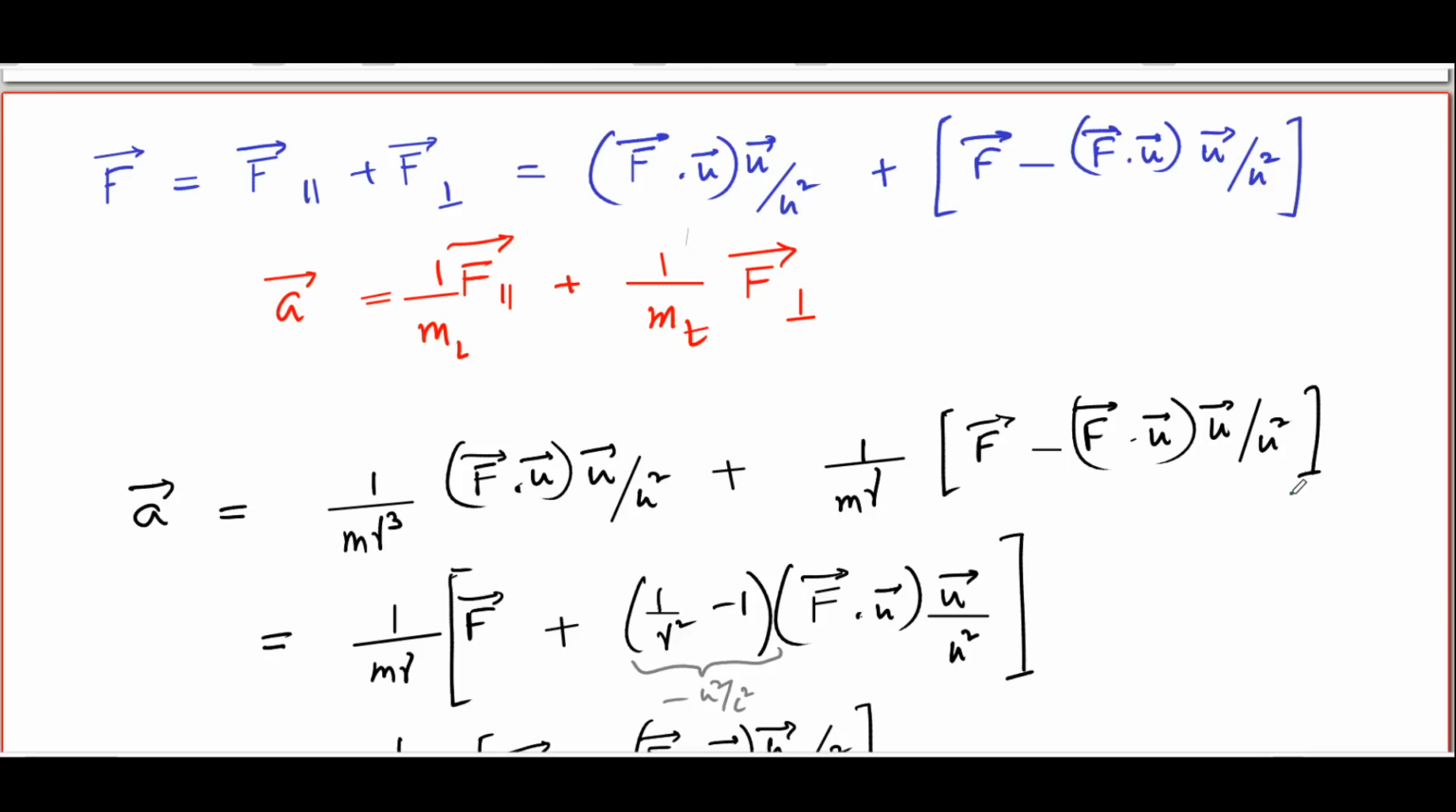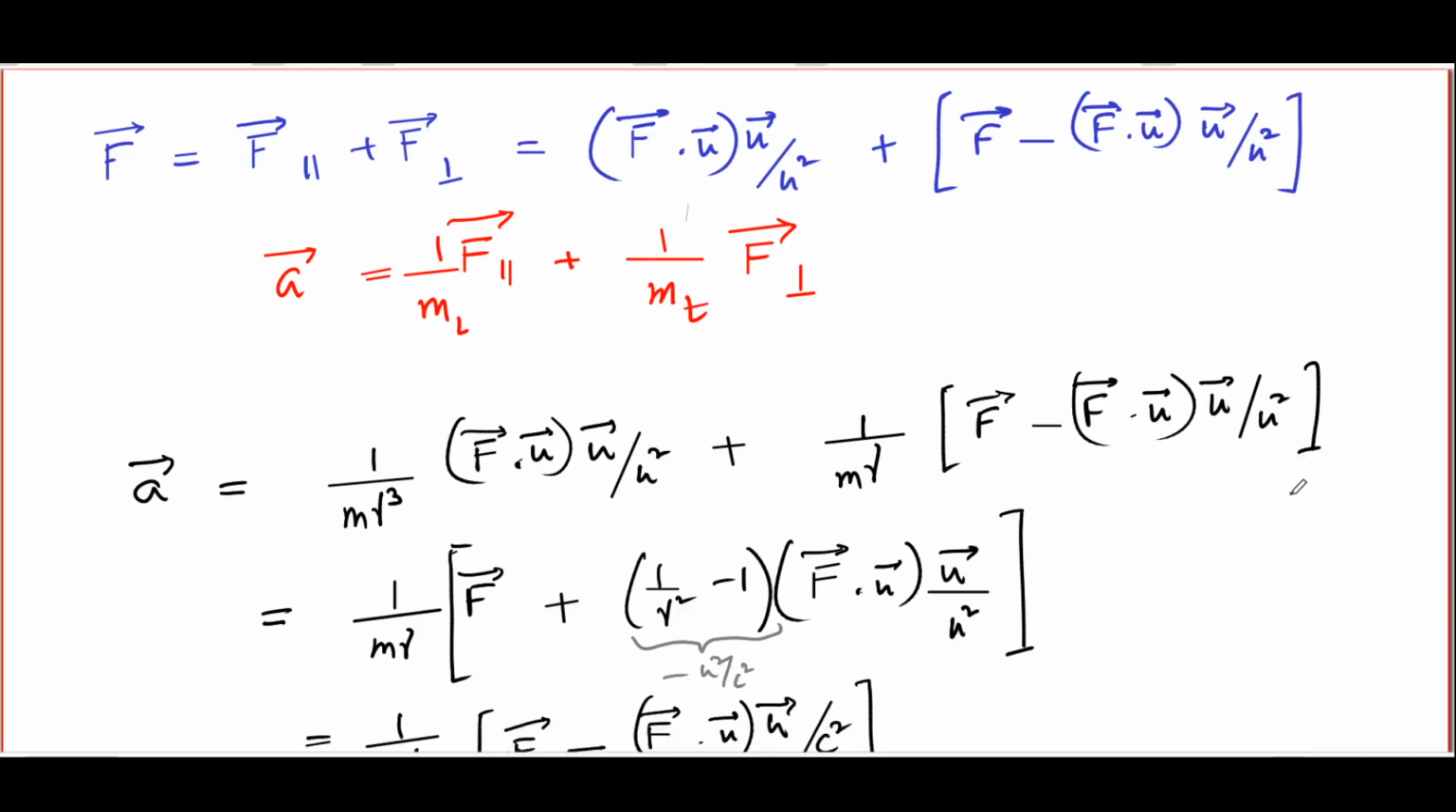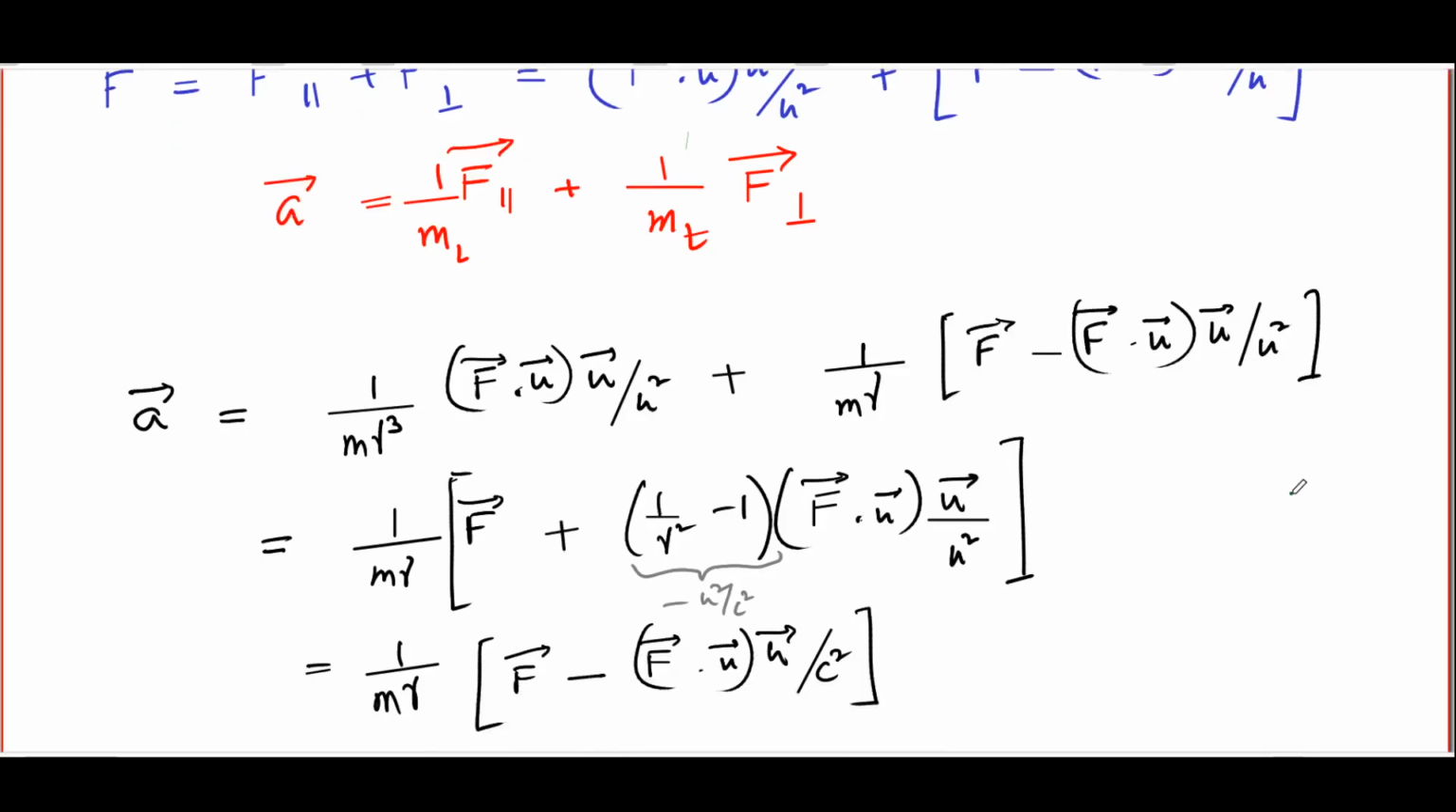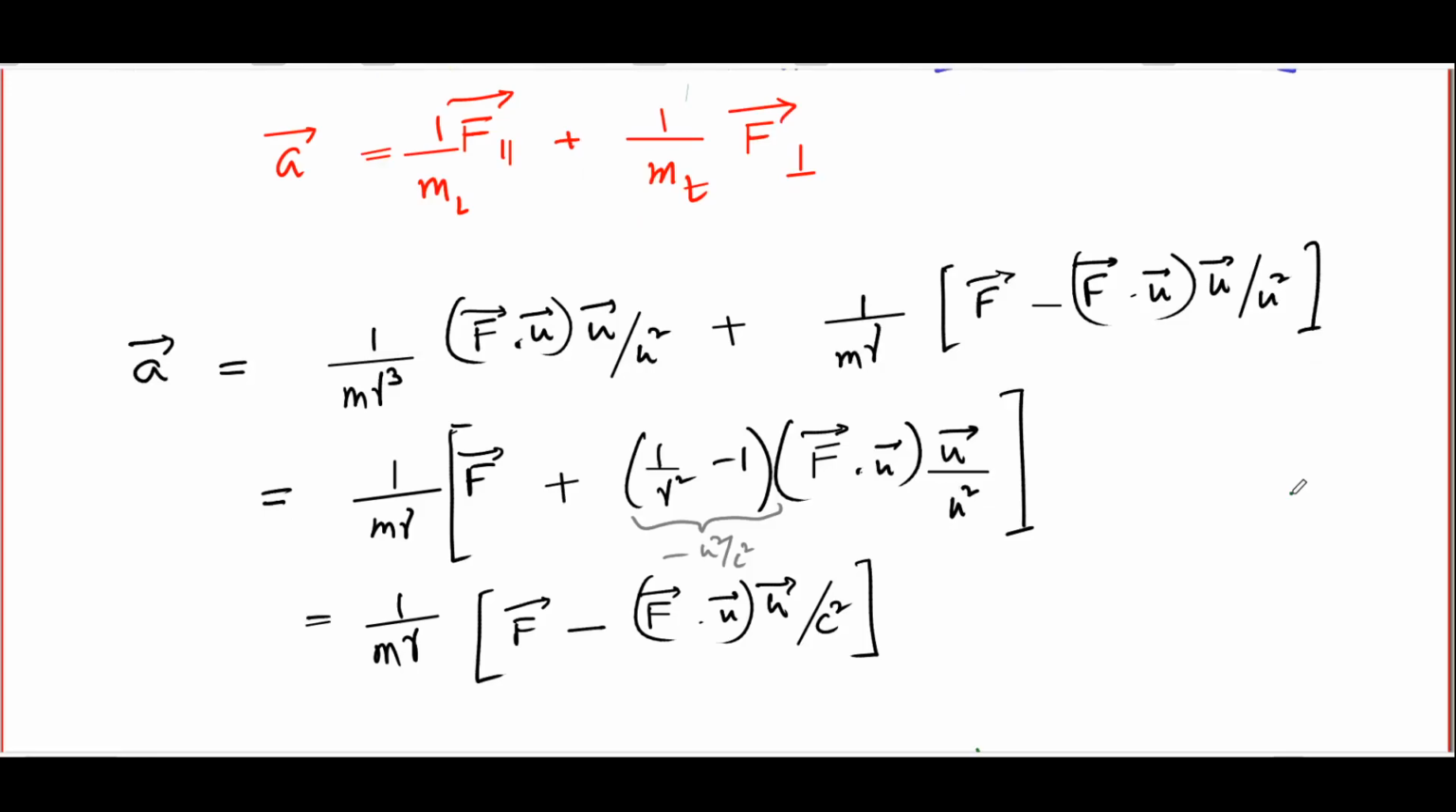Now, we can put them together with a small bit of manipulation, and after some rather trivial algebra, the form of the acceleration in terms of the force actually becomes pretty simple. It is just 1 by m gamma times F minus F dot U into U by c square. Note that this is a c square here, not a U square. So this quantity is not really F perpendicular as it might look like. The ultimate upshot is the final formula is rather straightforward.